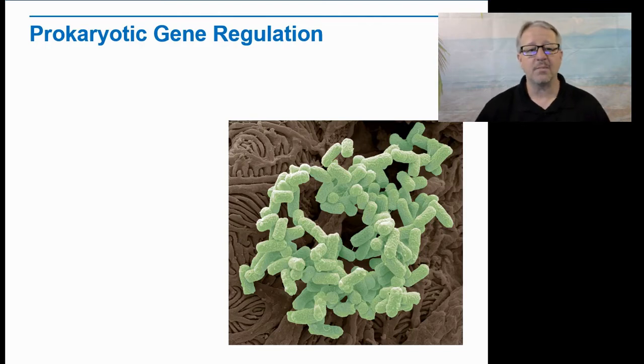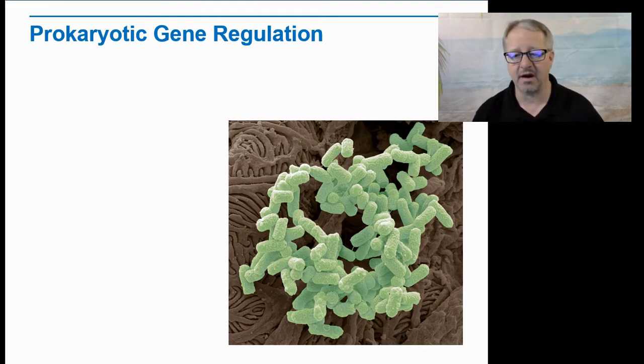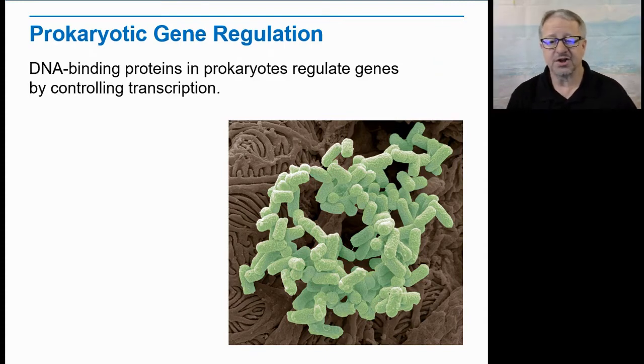All right, so we're going to begin with prokaryotic genes and how they are regulated. Now, the DNA binding proteins in prokaryotes regulate genes by controlling transcription. In order to conserve energy and resources, prokaryotes regulate their activities using only the genes that are necessary in order for the cell to function. And by regulating gene expression, bacteria can respond to the changes in their environment, for example, the presence or absence of nutrients.